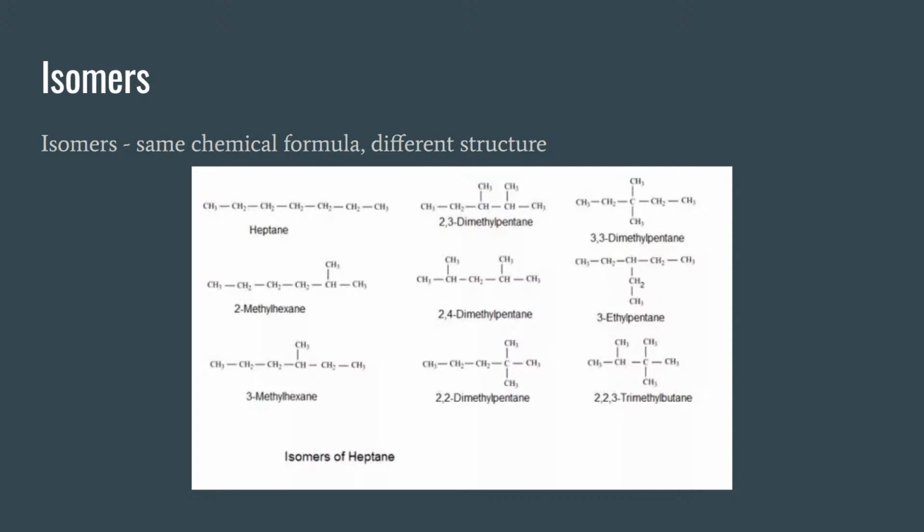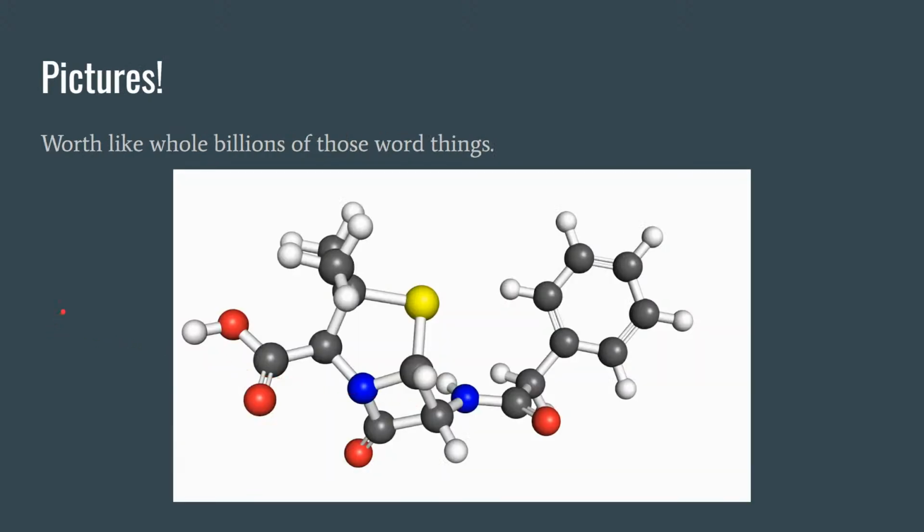If you try to do a reaction with 2,2,3-trimethylbutane, you're going to get very different results than if you try that same reaction with heptane. Those differences in structures do make a difference. So we need the ability to talk about structures, and this is one way to do that. This is a better way.